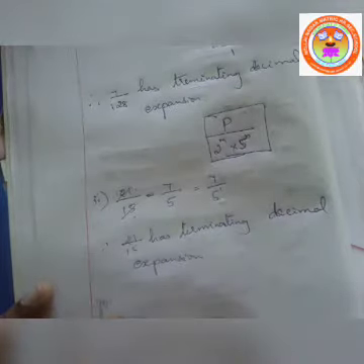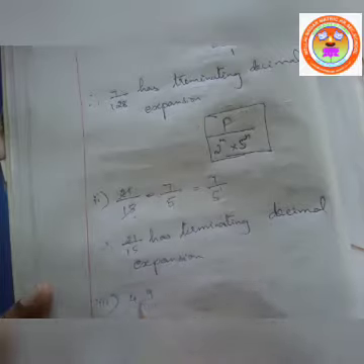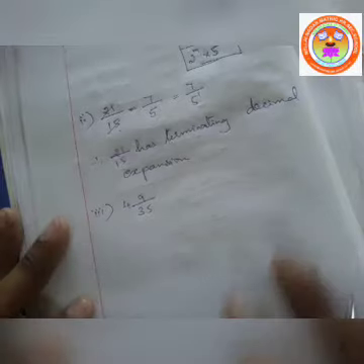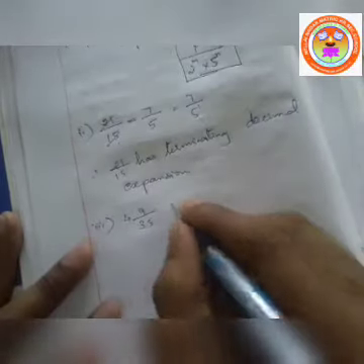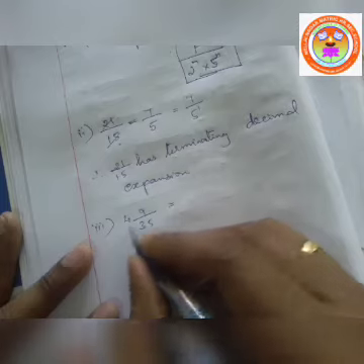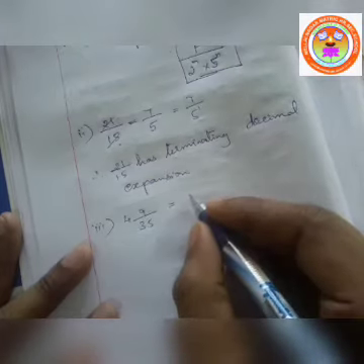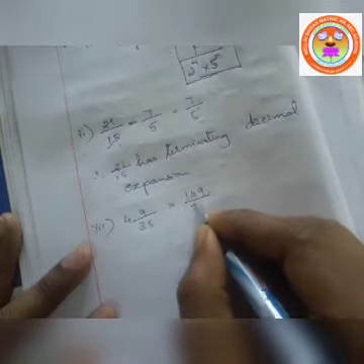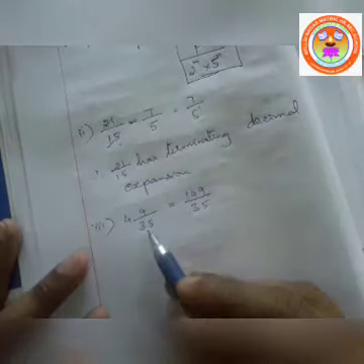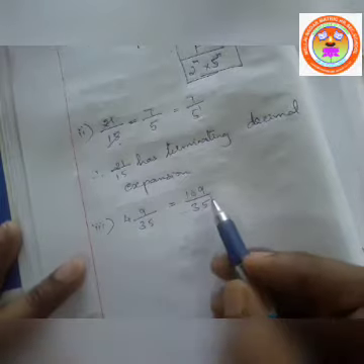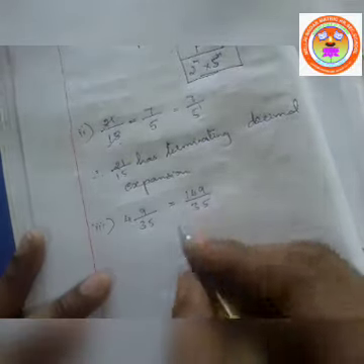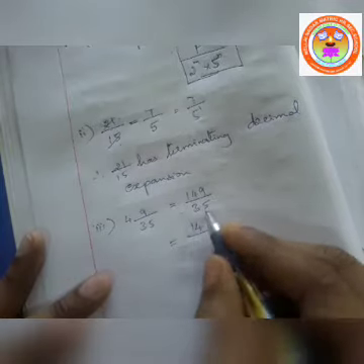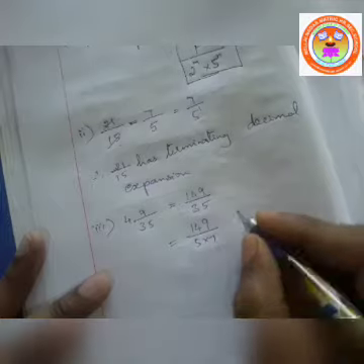Now we will move on to the third subdivision, 4 9 by 35. Here you take 4 into 35, which is 140, plus 9, 149 by 35. This mixed fraction we have to convert into an improper fraction. After that, the denominator of 149 by 35 is nothing but 5 into 7.